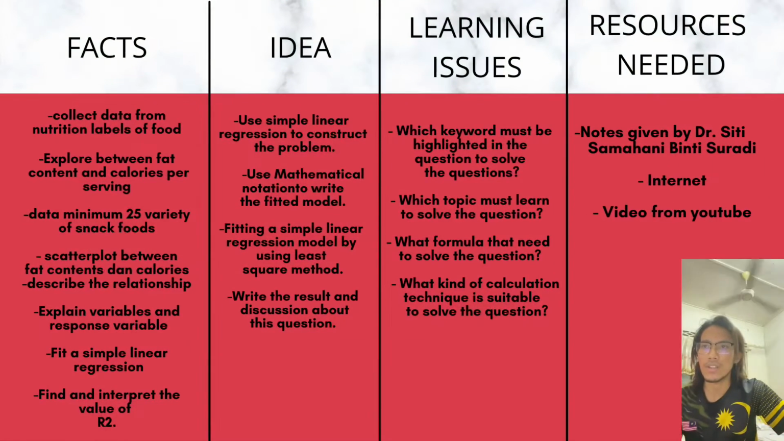The facts: each group is required to collect data from nutrition labels of snack food. Number 2, explore the relationship between fat contents and calories per serving. Number 3, collect data, minimum 25, of a variety of snack foods. Number 4, create a scatter plot between fat contents and calories and describe the relationship. Number 5, explain the explanatory variables and response variables. Number 6, fit a simple linear regression, and the last one is find and interpret the value of R2.